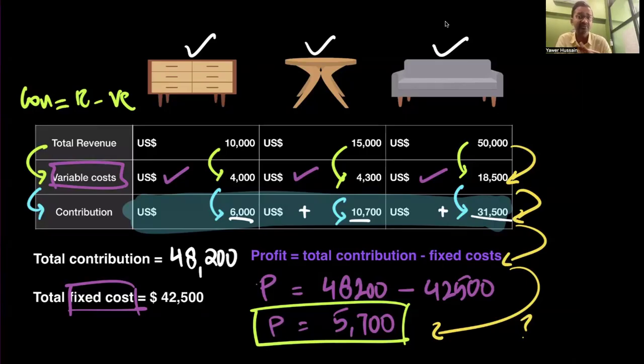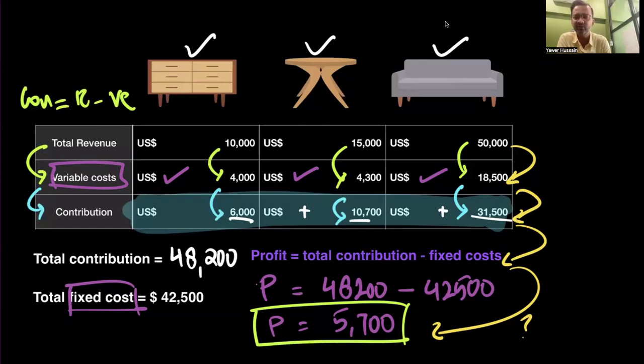So contribution is an important concept. It simply tells you how much ability you have to pay off your fixed cost. Remember, you still have to pay your fixed cost whether you're producing anything or not. So if you are able to pay it off, only then do you have your profit. That's where contribution is important. Okay.